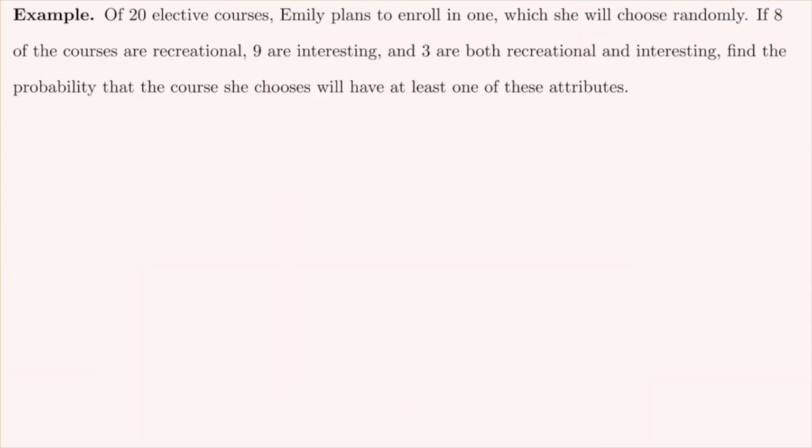So in our next example, we've got 20 elective courses. Emily will, of the 20, enroll in one of the courses, and she's going to choose that randomly. Of the 20 courses, we have the following categories. 8 are considered recreational. 9 are what she would consider interesting courses. And 3 are what she would consider at the same time both recreational and interesting. We're asked to find the probability that the course she chooses will have at least one of these attributes.